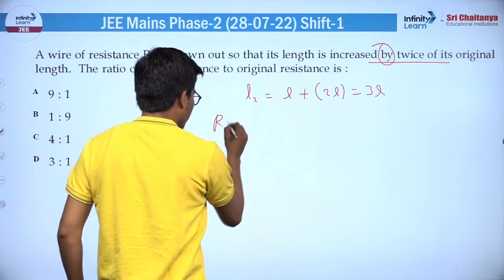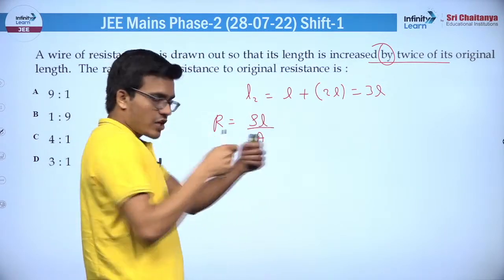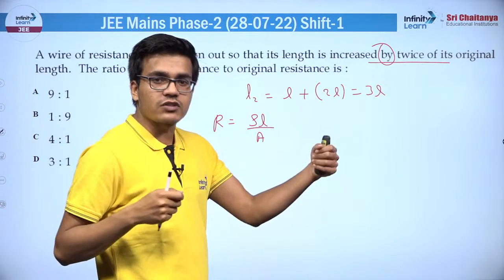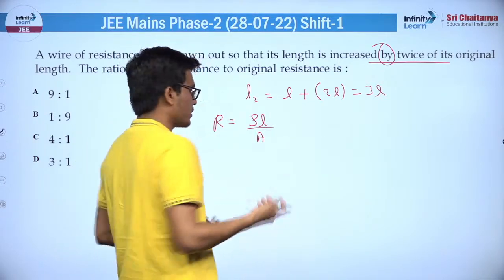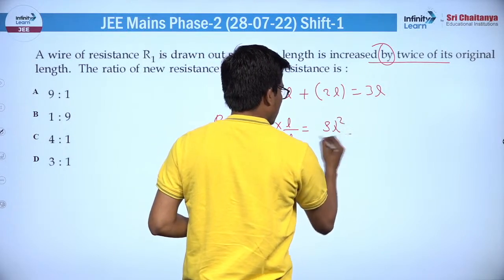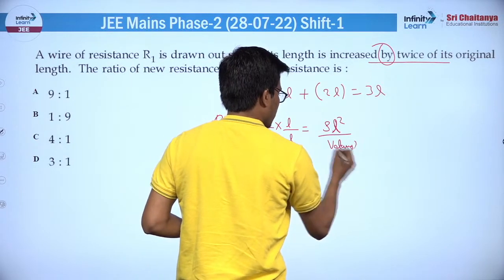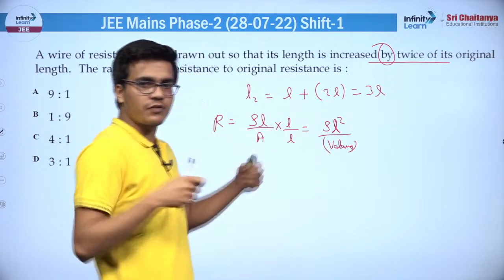And you know that if you stretch it, if you make any change in the length of the wire, the area will also change. So we will try to reduce this expression like this. This is volume, area into length. Now volume will be constant for that wire.